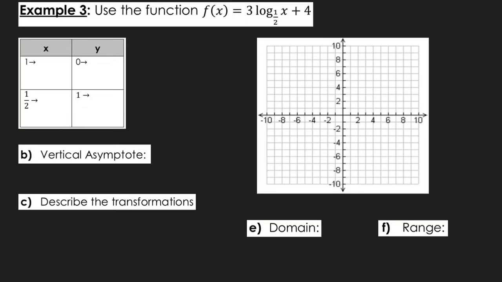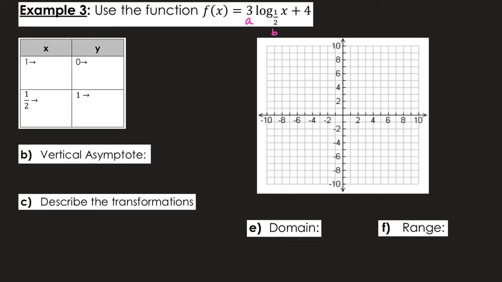So here we are with our example 3 on our video. This will be the last example. We're working with the function f of x equals 3 times log base 1/2 of x plus 4. Now when you're looking at this, please make note that the 3 is going to be your a, that 1/2 is your b, your base.